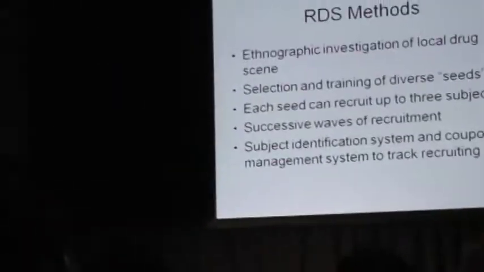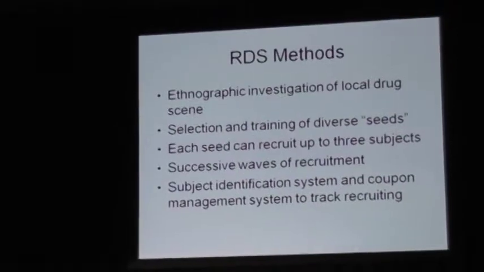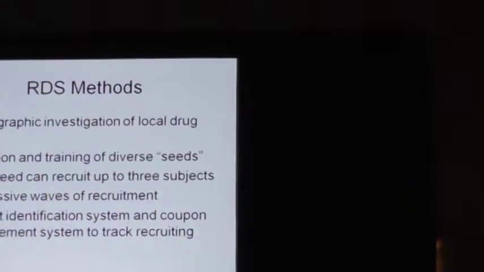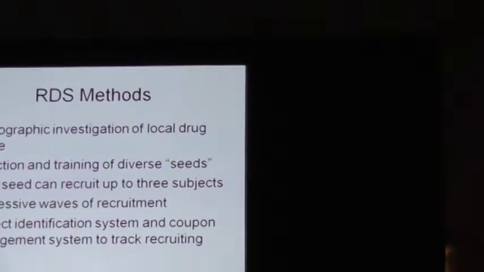I will briefly go over the RDS methods because Keith did that very well. You do the ethnographic investigation, which can be critical. Select seeds. Each seed can recruit up to 3 subjects. You have successive waves of recruitment, and the subject identification system and coupon management for tracking relationships among the people who are being recruited.